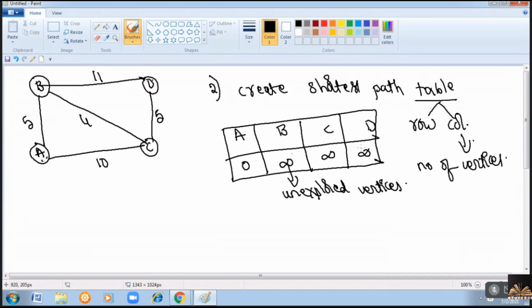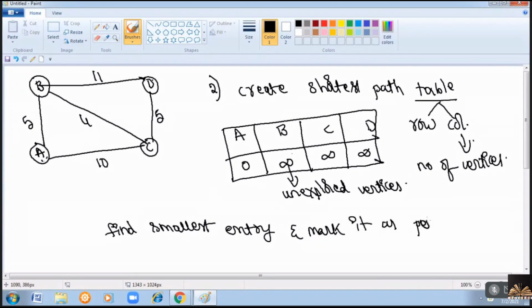Clear? Now, whichever is the smallest entry in this row should be marked as permanent. Among 0 and infinity, which is the smallest? Find the smallest entry, or smallest weight, and mark it as permanent. So the 0 value is the smallest entry, so I have marked it as permanent.